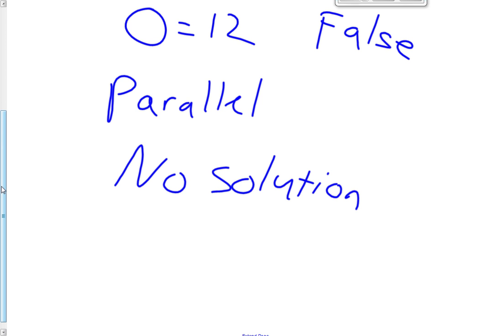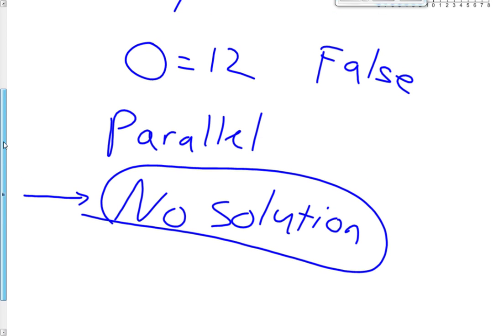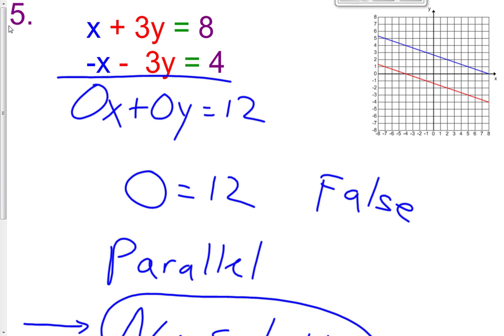The lines do not cross because they are parallel. So this is the answer for problem number 5. What's the solution? There is no solution. And as you can see when we graph both the lines, they're parallel. They have the exact same slope, so they're never going to cross. So that is the correct answer for question number 5.